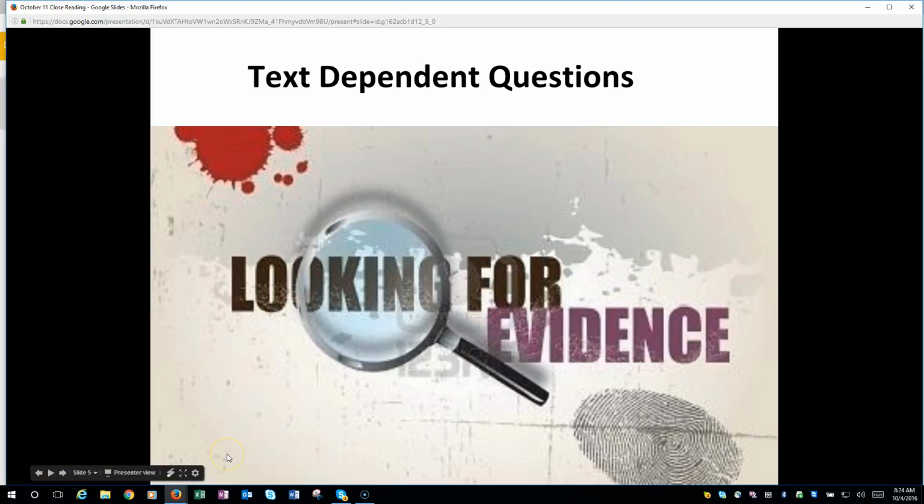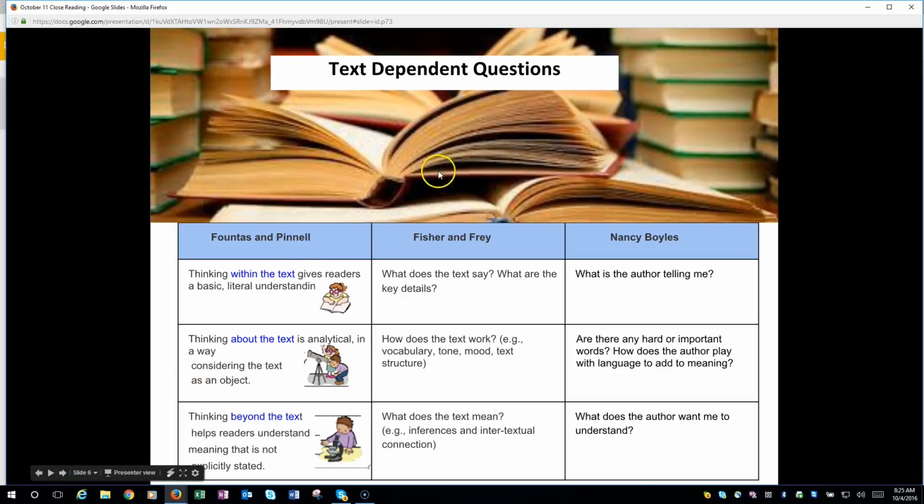So let's take a look at, when you do a close read, there are text-dependent questions, and we want kids to go back into the text looking for evidence. So we've had in Birdville, we introduced close reading with Fountas and Pinnell, the 3 kinds of thinking.